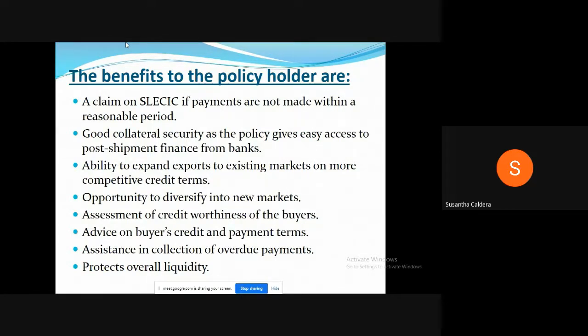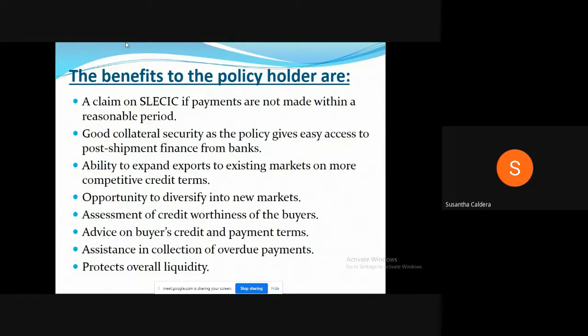Then good collateral security, as a policy gives easy access to post-shipment finance from banks. This will be a collateral security. If you want to get some bank facility, this is a good guarantee, isn't it? So it's a good collateral. Ability to expand exports to existing markets on more competitive trade terms, because when your money is covered, what else do you want? You can quote better rates and then go for new markets.